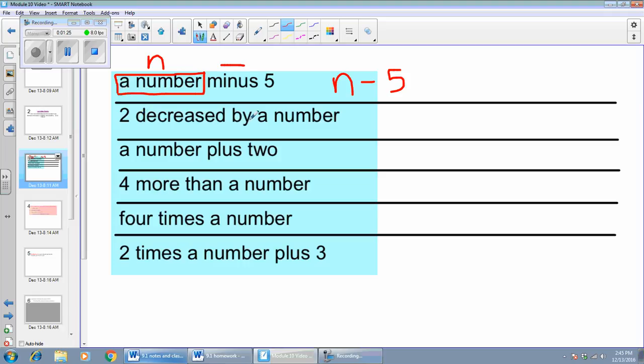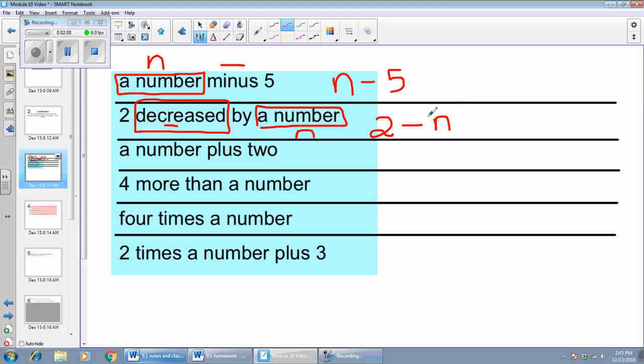Let's look at the second expression. 2 decreased by a number. So let's look at our keywords. Decreased. I know it's the opposite of increased. So decrease must be to take away, if increase means to add on. So already I know that this is going to be subtraction. By a number, I don't know what the number is, so that's going to be a variable, and I like to use the letter n for number. So I can rewrite this by saying 2 decreased by some number. So 2 is going to be decreased by a number. It can be rewritten as 2 minus n.